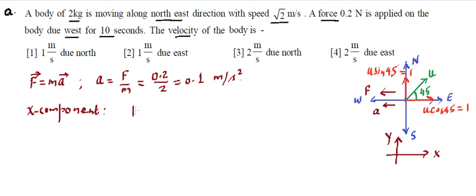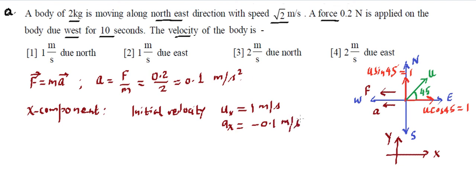The initial velocity in this case, let's call it ux, is equal to 1 meter per second. The acceleration in the x direction, let's call it ax, where x simply indicates the x direction, is going to be written as minus 0.1 meter per second square. Why am I writing minus? You can see this is in the direction of negative x, that's why I'm writing minus, and this u was in the direction of positive x, that's why we are writing a plus.